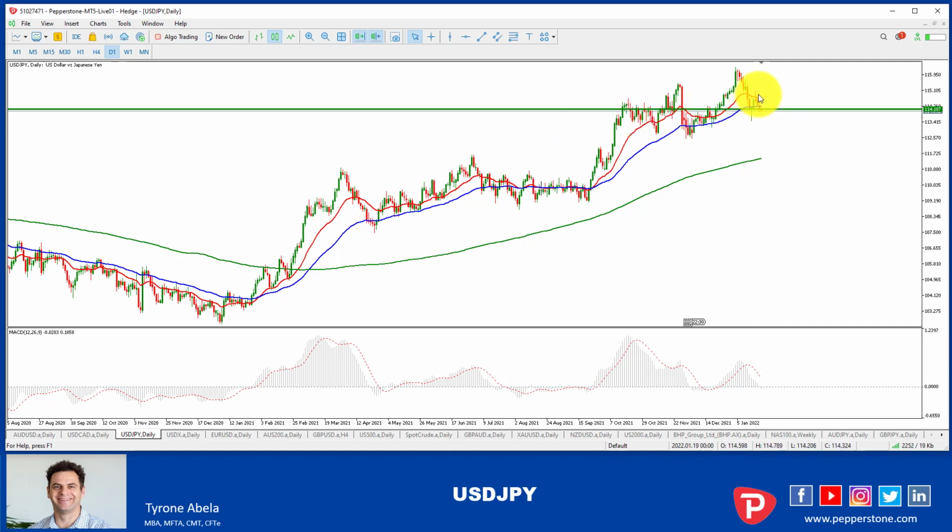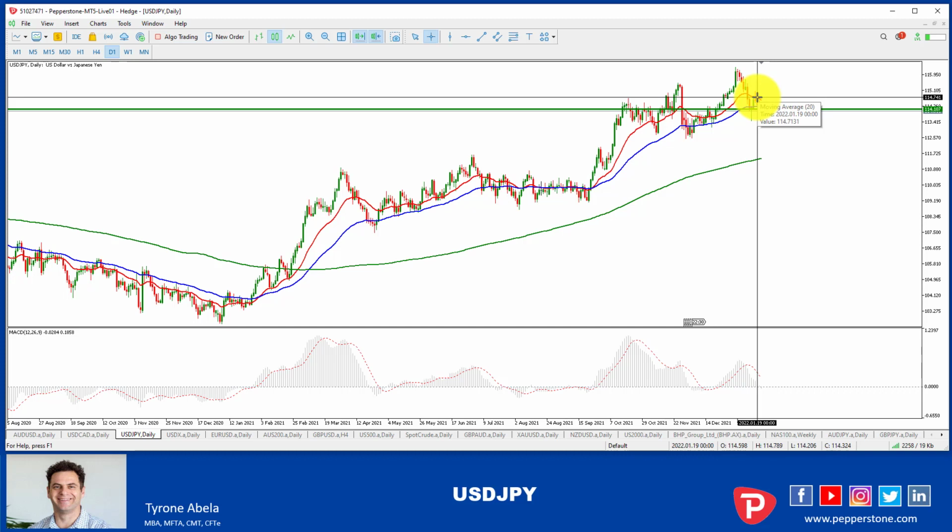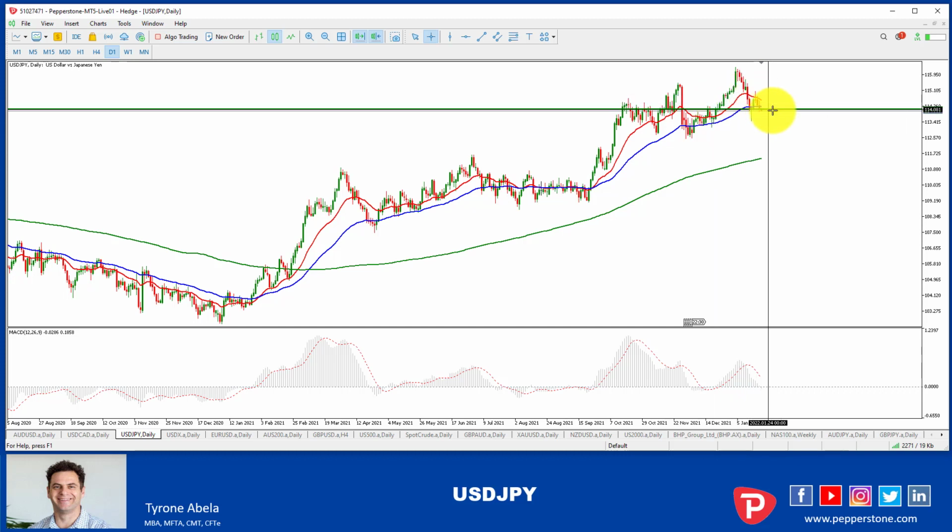It's basically attempted to break the 20 moving average, and it failed to do so. Had a reasonable move up. I mean, look, you could have scalped it. There's no question about that, but it hasn't followed through. And now it finds itself back at the exact same level effectively.